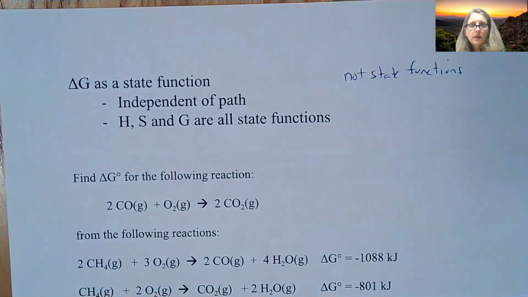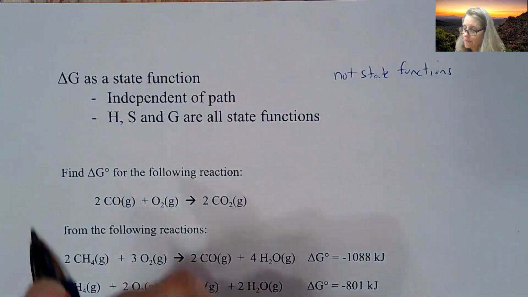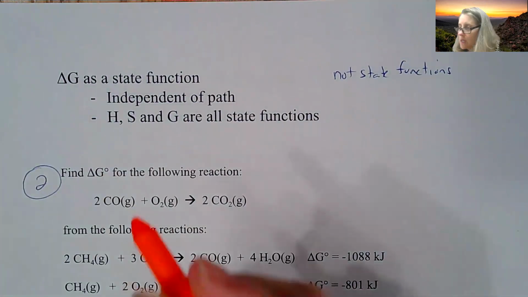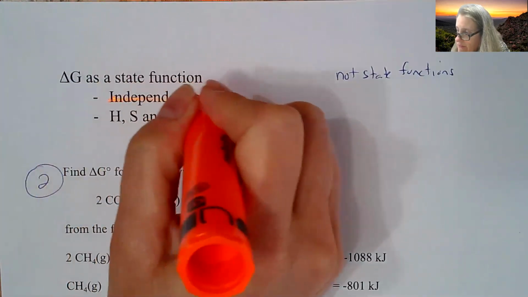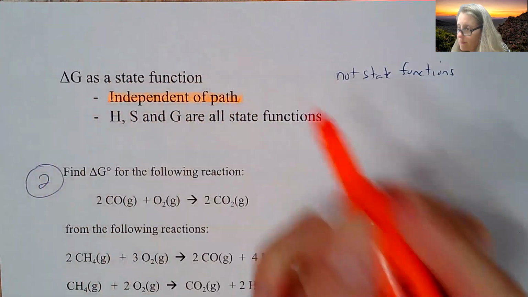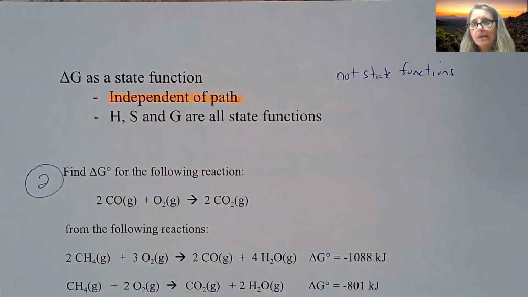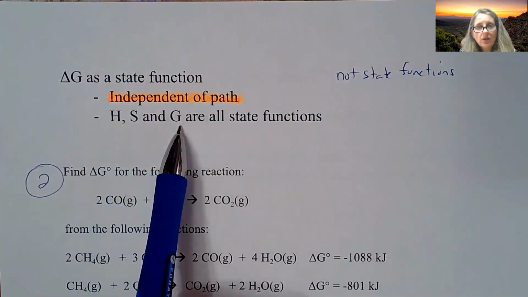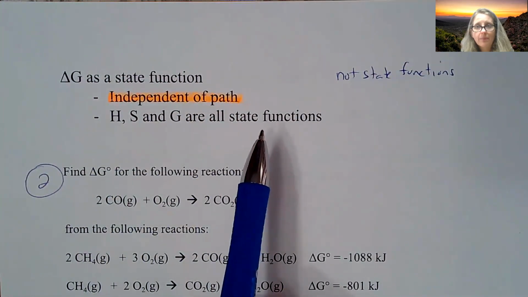Second way is going to be this next one. But just to kind of confirm that we've made this statement before, delta G is a state function, so it's independent of path. So it doesn't matter how I calculate delta G, it will always come out to be the same value if it's the same equation. So remember, H, S, and G are all state functions. They are a capital letter.